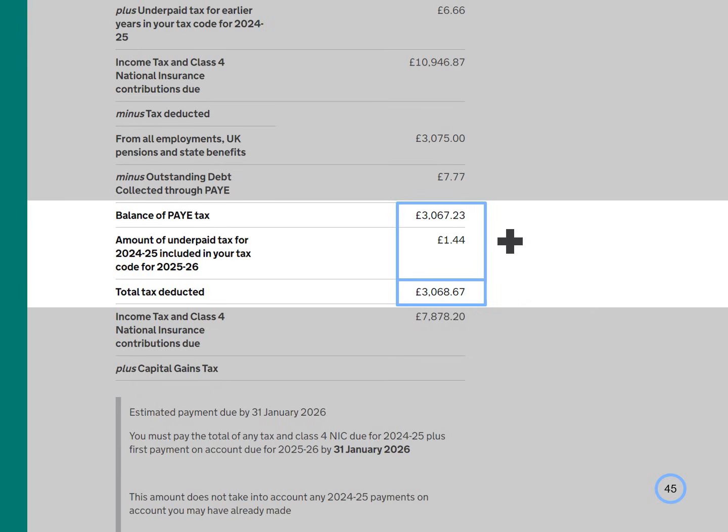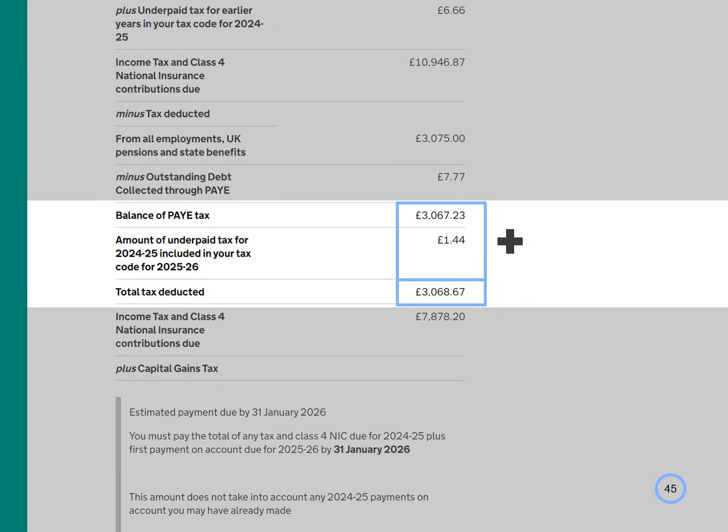In our webinar, Finishing Your Online Tax Return, we saw a question about estimated amounts of underpaid tax in your 2024 to 2025 tax code that are due to be paid through your 2025 to 2026 tax code. This amount will become part of the tax due for 2025 to 2026. So that we don't collect the amount twice, we add this to the tax deducted this year as if it had been paid in the year.